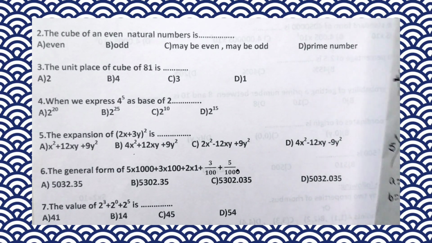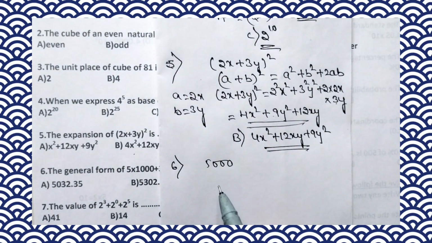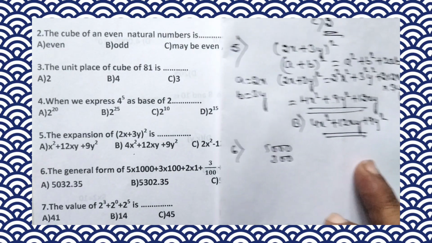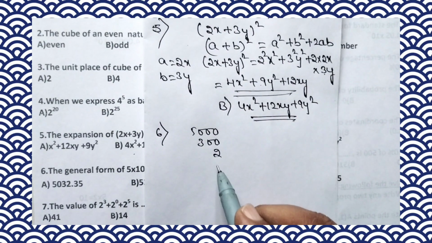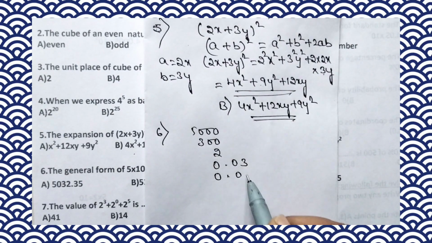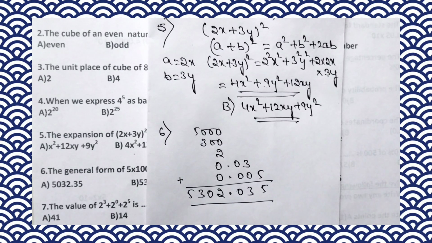So to write the general form, 5 into 1000 is 5000, 3 into 100 is 300, next 2 into 1 is 2, next 3 by 100 is 0.03, 5 by 1000 is 0.005. So 5 3 0 2 point 0 3 5, that is 5302.035.